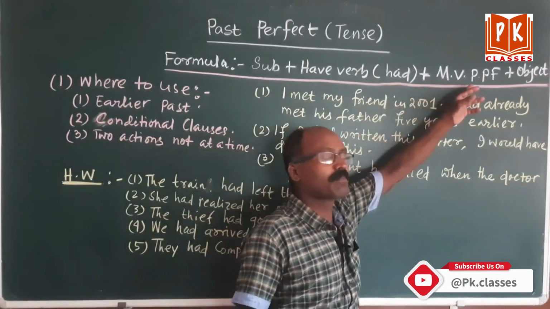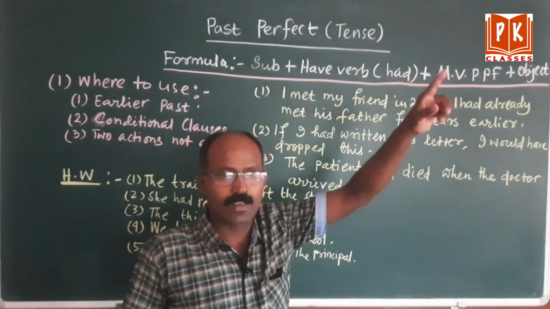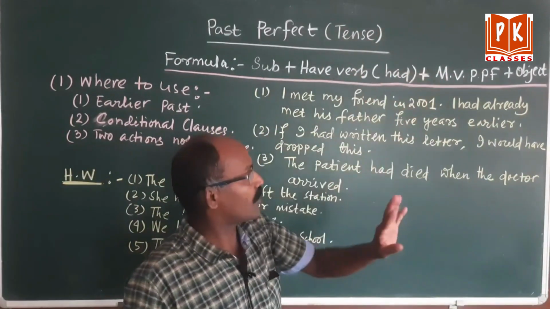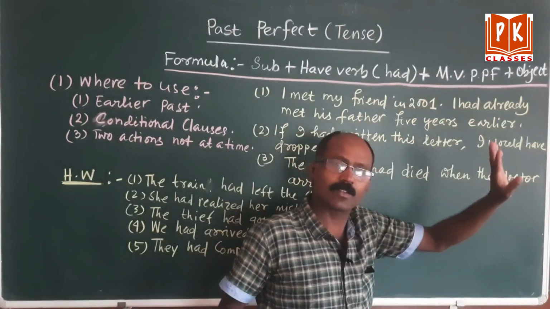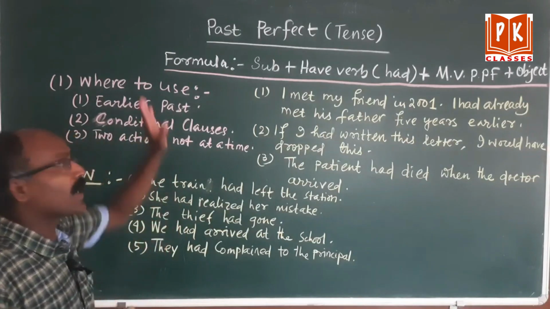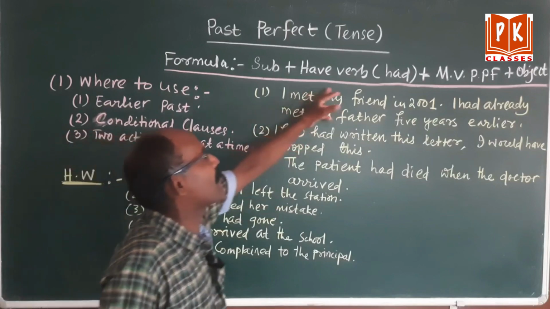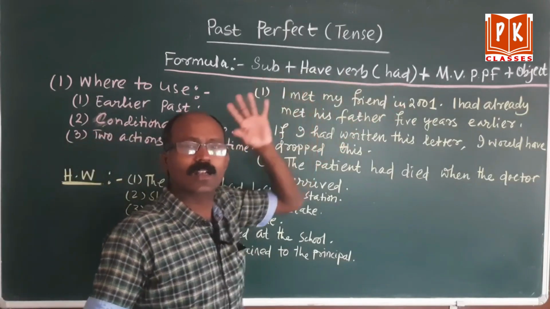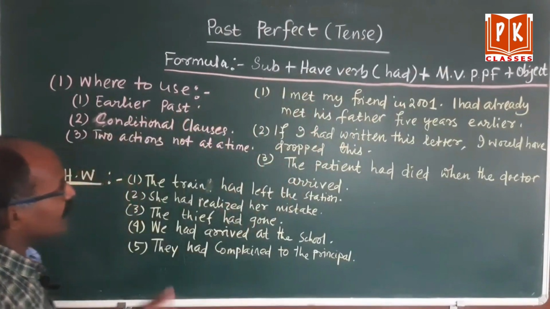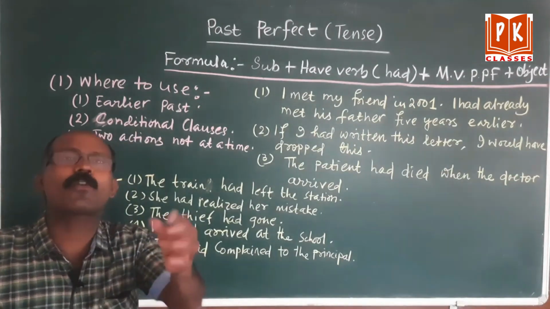Then the main verb in past participle form, that means third form: go, went, gone. Play, played, third form. Okay, then object. Clear? If you have read present perfect continuous, the same thing is there, but here only the have verb is changed, only had. Clear? Same thing.